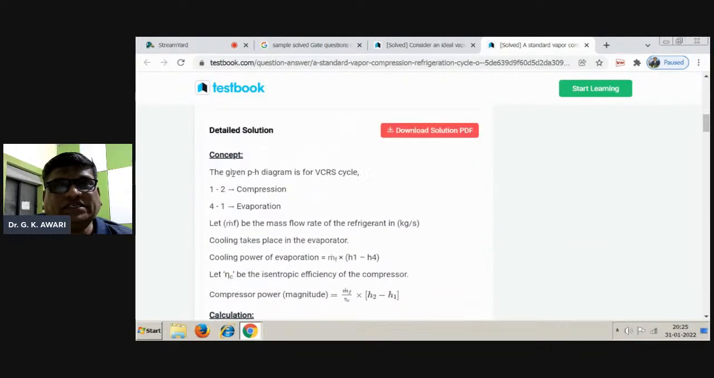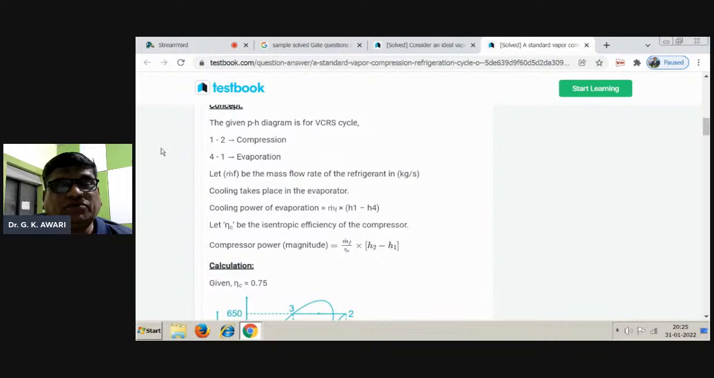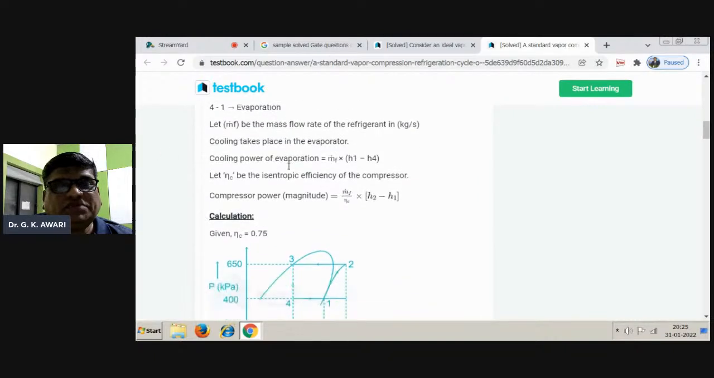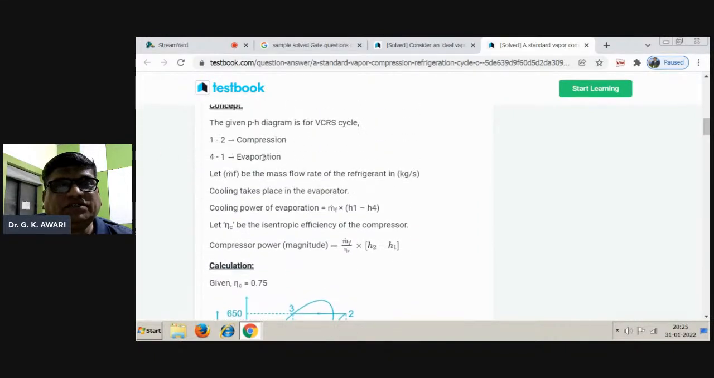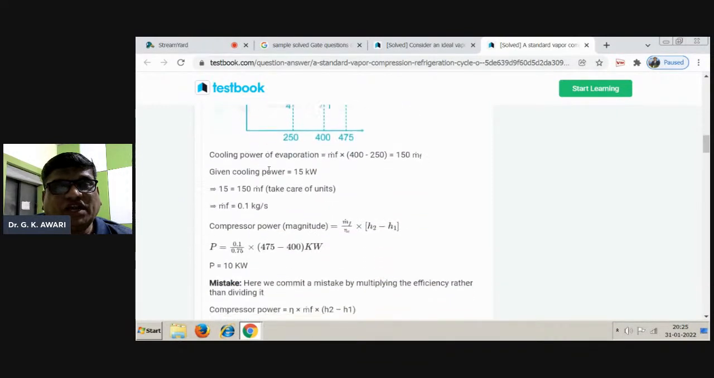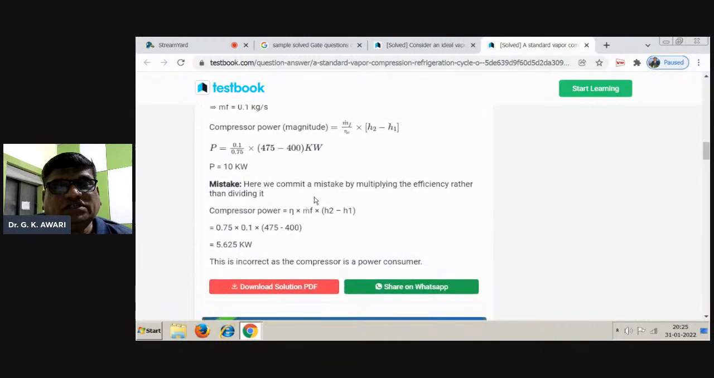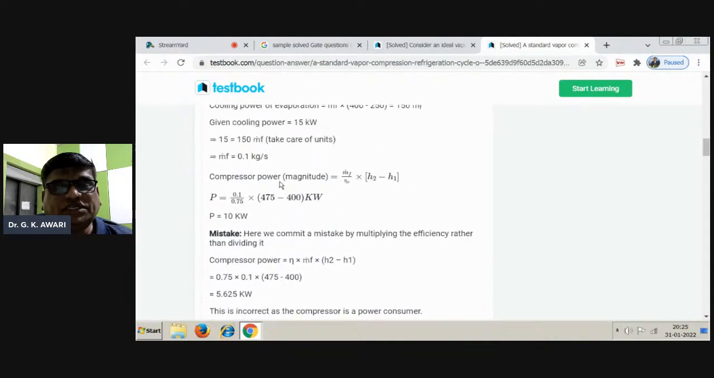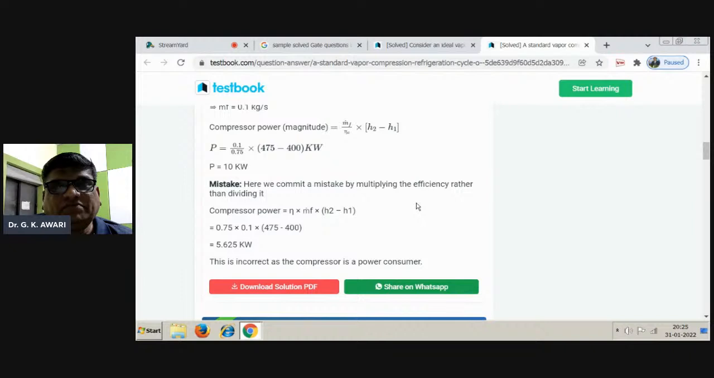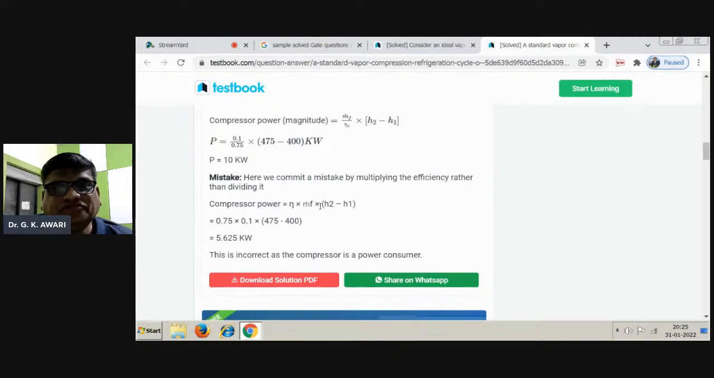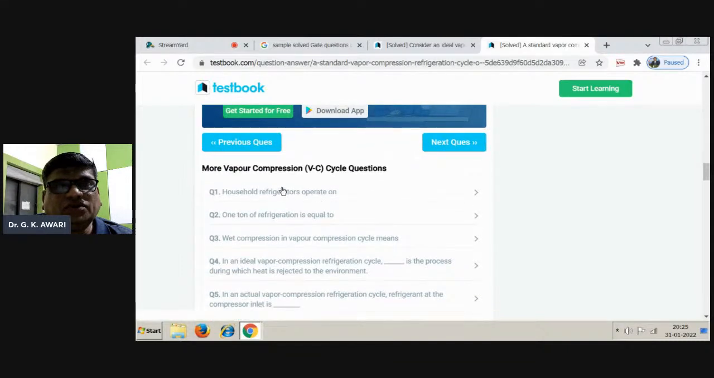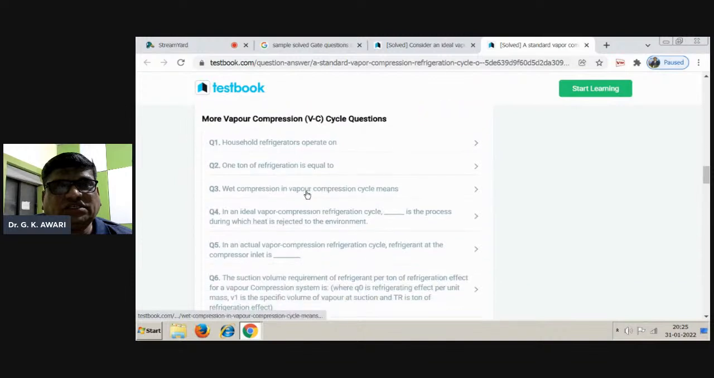Now again the detailed solution is being provided. Look at this one. The pressure enthalpy chart which is being given, 1 to 2 compression, 4 to 1 evaporation, and then from this one. So how the students commit the mistake by multiplying the efficiency rather than dividing it. Okay, so this kind of more vapor compression cycle questions.